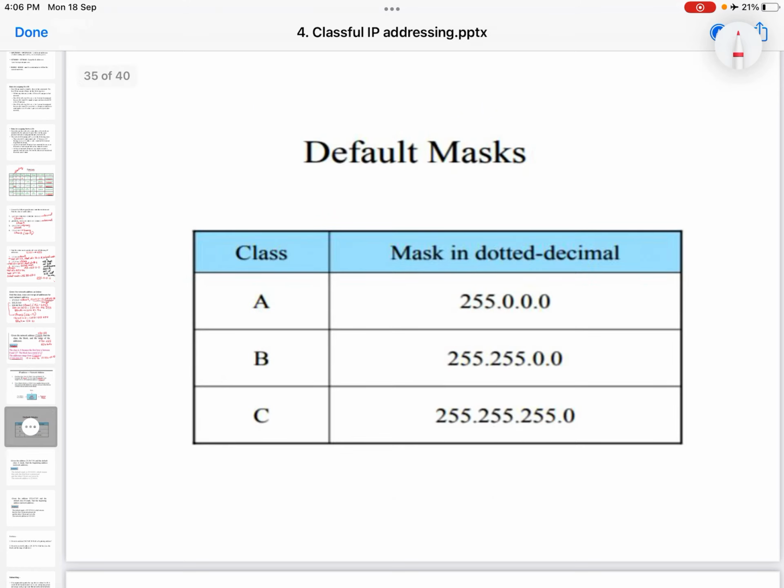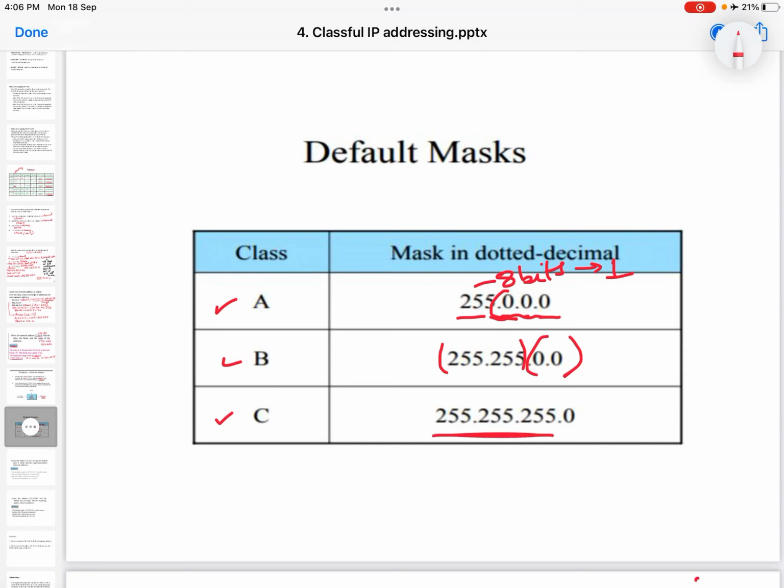Then default masks are given. For class A you have 255.0.0.0. That means the first 8 bits are set to 1 and the next 24 bits are set to 0. In class B, the first 16 are set to 1 and the next 16 are set to 0. So network bits are set to 1, host ID bits are set to 0. In class C also, the net ID bits are set to 1 and host ID bits are set to 0.